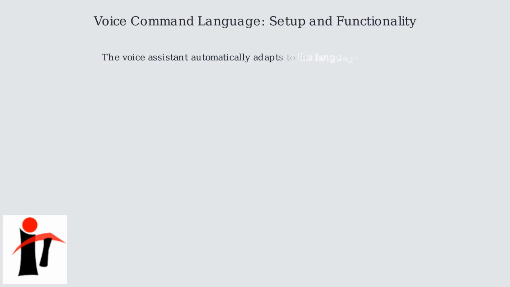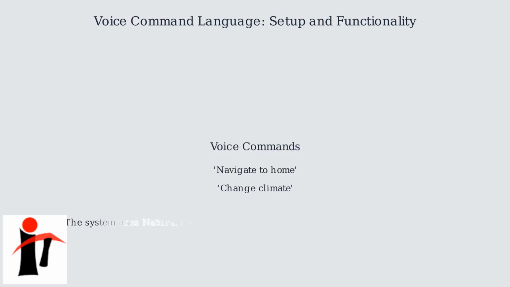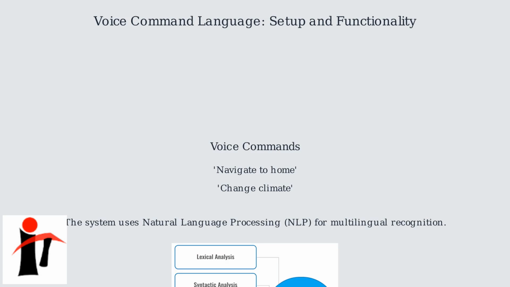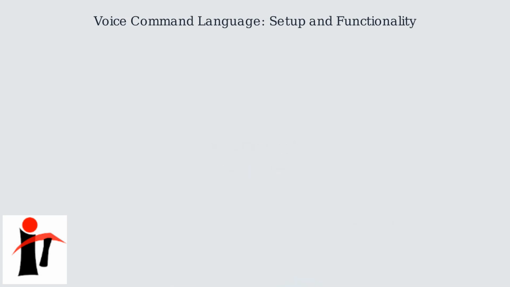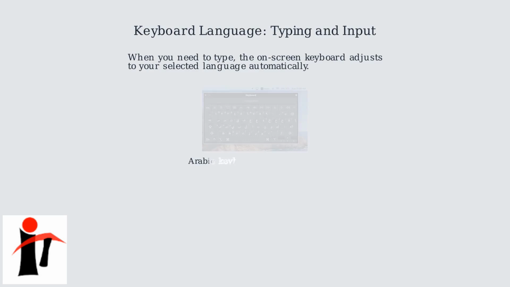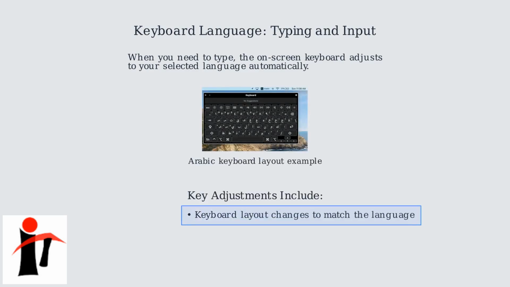The voice assistant automatically adapts to the language you select. This allows you to use voice commands like navigate to home or change climate in your preferred language. The system uses natural language processing, NLP, for multilingual recognition, but accuracy may depend on your pronunciation. Tesla's latest FSD versions, post v12.3, now automatically adjust voice recognition based on the selected language, reducing errors in non-English commands.